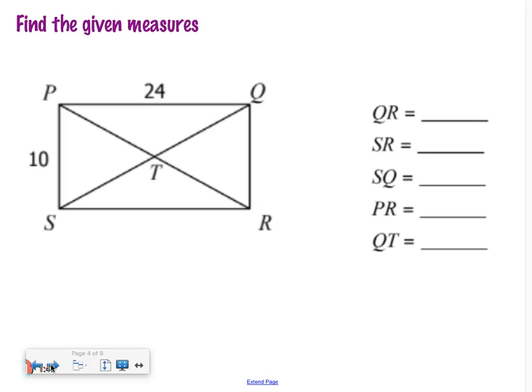Okay? Given these measures, let's find the missing ones. So if we want to find QR, what do we know? 10. It's 10, right? Opposite sides are equal. What about SR? 24. Again, opposite sides are equal.